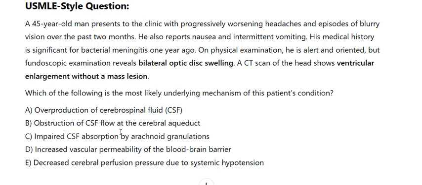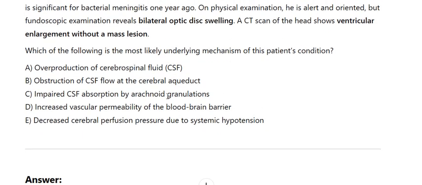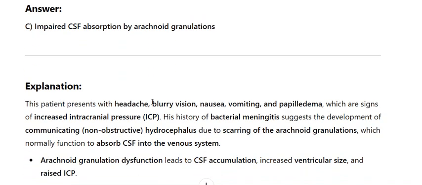A. Overproduction of cerebrospinal fluid, CSF. B. Obstruction of CSF flow at the cerebral aqueduct. C. Impaired CSF absorption by arachnoid granulations. D. Increased vascular permeability of the blood-brain barrier. E. Decreased cerebral perfusion pressure due to systemic hypotension. The answer is C: impaired CSF absorption by arachnoid granulations.